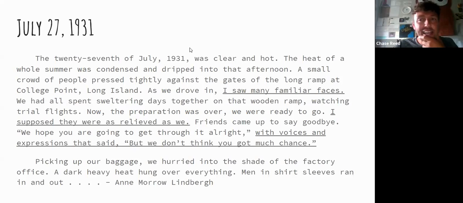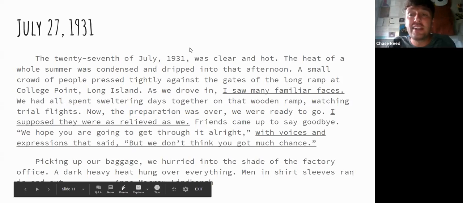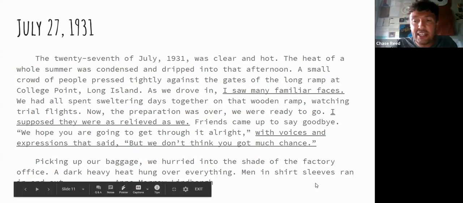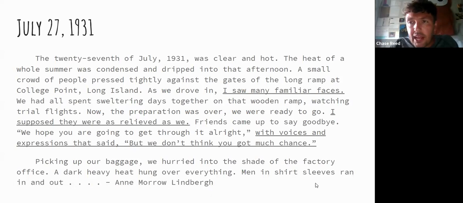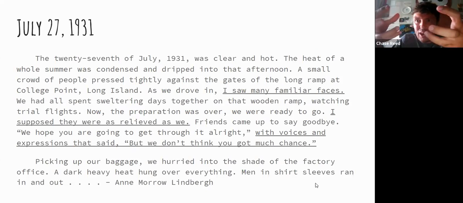Good job. Let's look at an example now, and as you look at this example, I want you to be thinking about those two things. It says, July 27th of 1931. The 27th day of July 1931 was clear and hot. The heat of the whole summer was condensed and dripped into the afternoon. What does condensed mean? Anybody take showers? You ever have a hot shower and you run your finger across the window and there's that foggy stuff on there, that condensation, right? That's when the air is so heavy with water that when it cools off, it just drips. That's the kind of detail that's here.